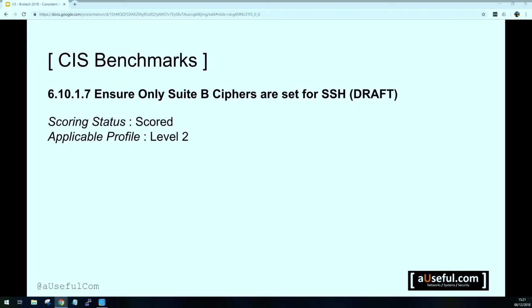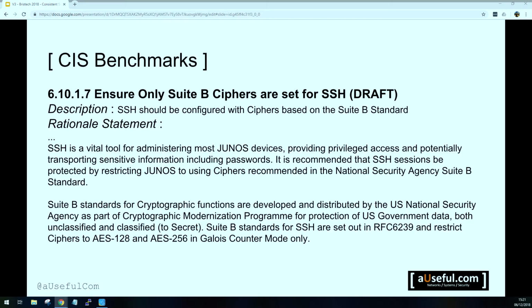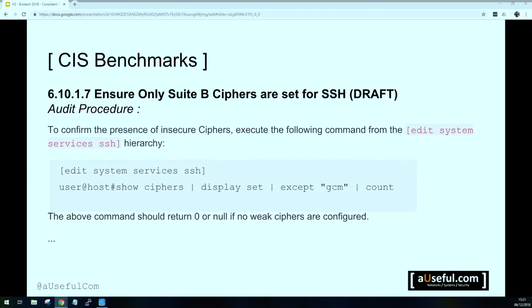So we'll have a look at a level 2 benchmark, which is setting a higher level for that same set of ciphers that are acceptable. In this case, we've changed the title to ensure only Suite B ciphers are used, and we've set the level to 2. Again, we're going to give you a description and a rationale statement. And the beginning of the rationale statement repeats what we said about SSH before, so I've cut that off. But we go on here to explain that we've been influenced by the NSA's Suite B standards, and that those are set in RFC 6239, and that they state that we should only use AES with 128 or 256 bit sizes in Galois counter mode.